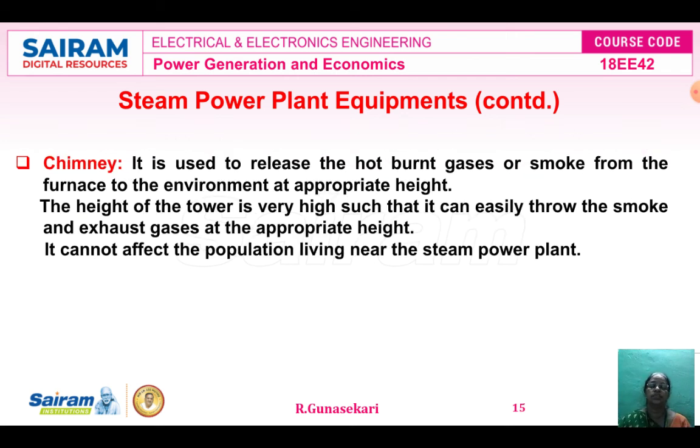The last one is the chimney. What is the function of the chimney? It is used to release the hot burnt gases, that is the flue gases or smoke, from the furnace of the boiler to the atmosphere, which is drawn by the induced draft fan. Through the chimney, it is exposed to the atmosphere. The height of the chimney tower is very high because it can easily throw the smoke and the exhaust gases at the appropriate height. The chimney cannot affect the pollution of people living near the steam power plant.